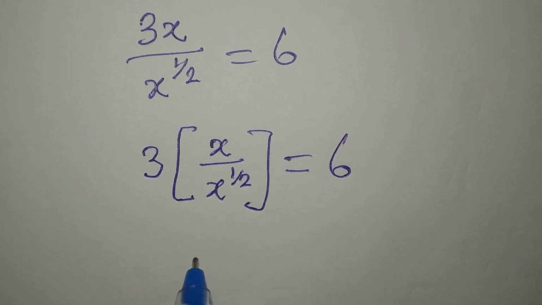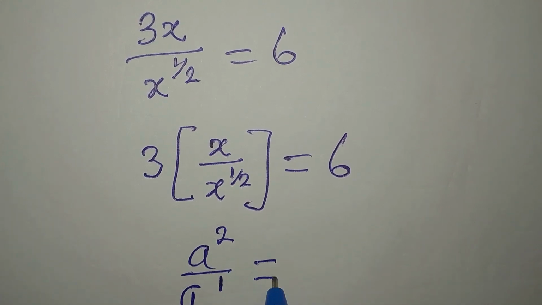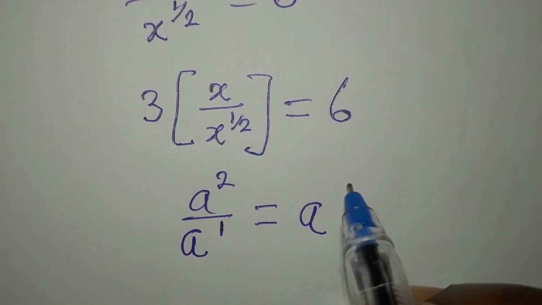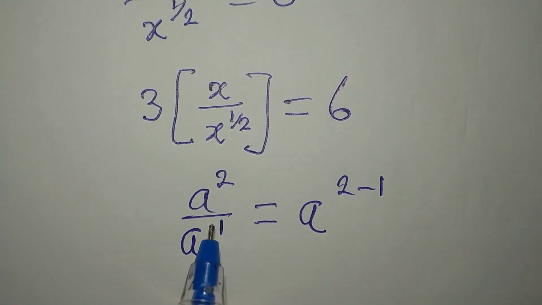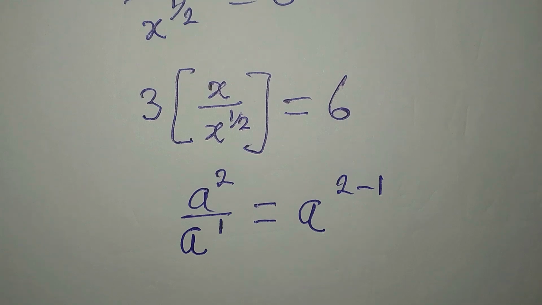Remember that if you have something like a to the power of 2 over a to the power of 1, this is the same thing as a to the power of 2 minus 1. Because of the division, you pick one of the bases and subtract the powers.